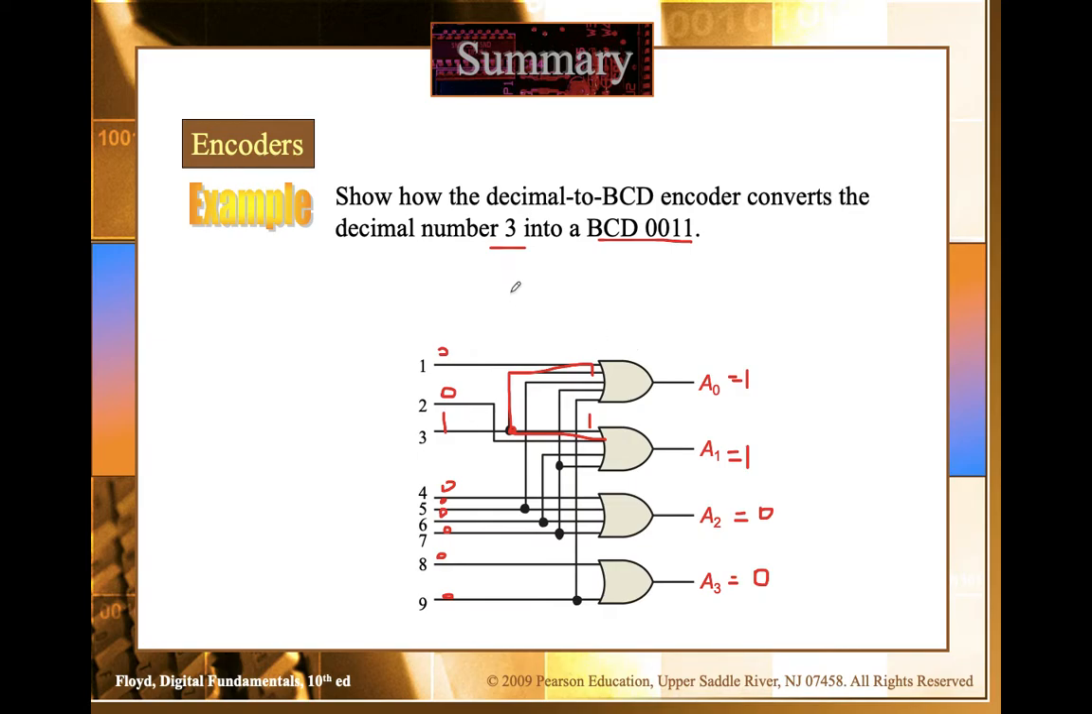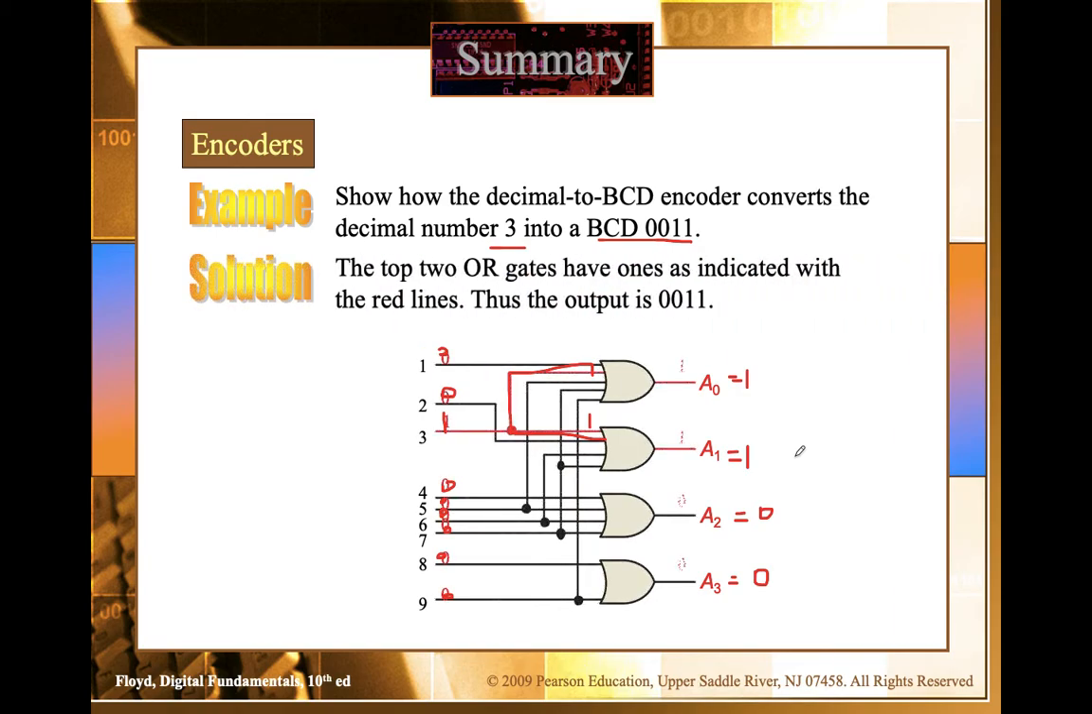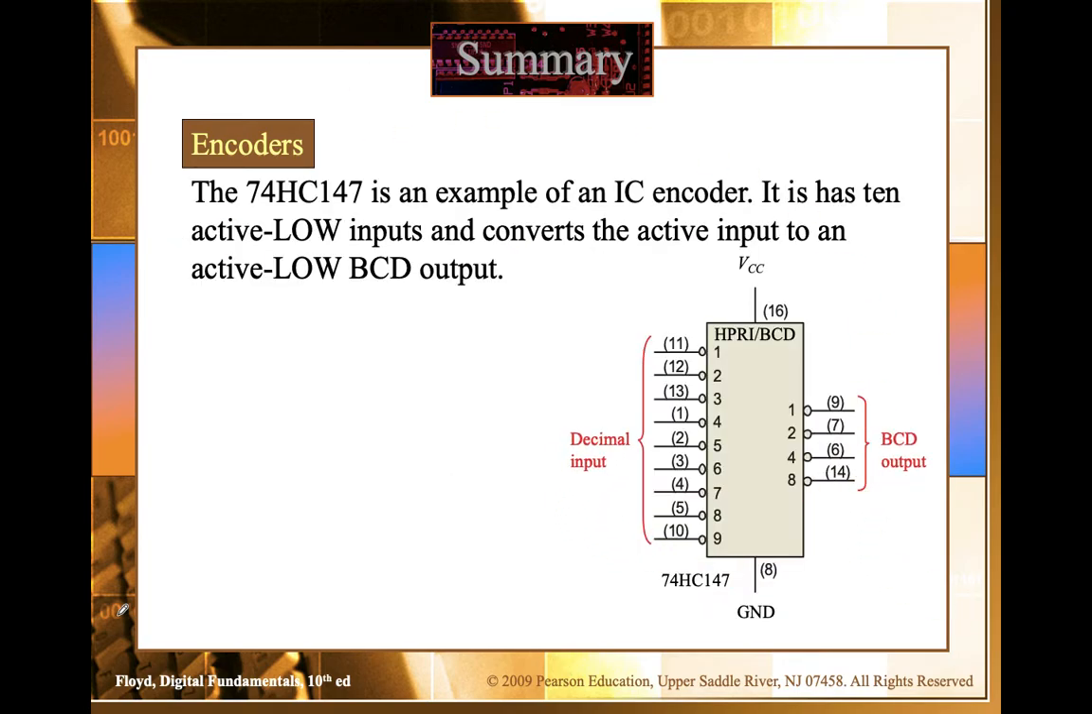What did we do here? We wanted to convert decimal number 3 to this code. So only 3 will be high, all the other inputs will be 0, and accordingly you just propagate this value to the gates and look at the output. So this is actually what they have done.